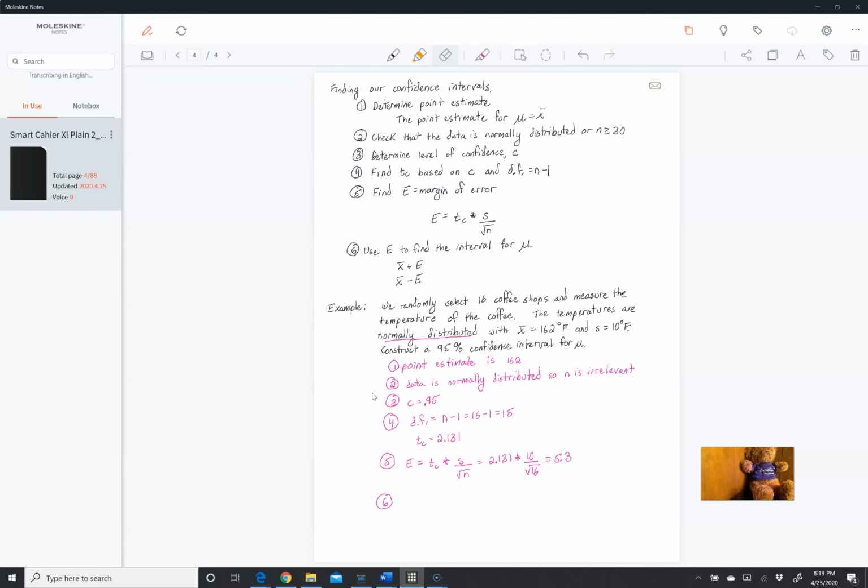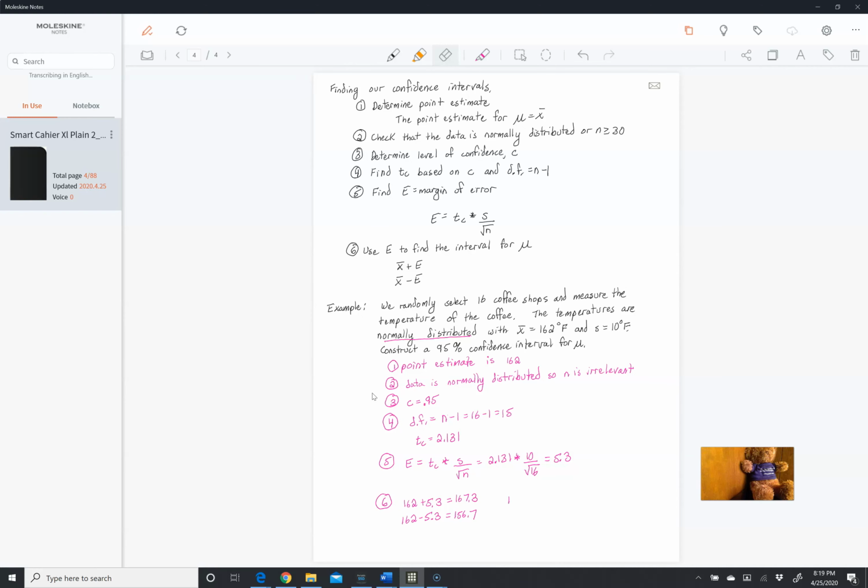Now we're going to construct our interval. So we're going to do 162 plus 5.3, which gives us 167.3. Then we're going to do 162 minus 5.3. And that gives us 156.7. So what are we saying?